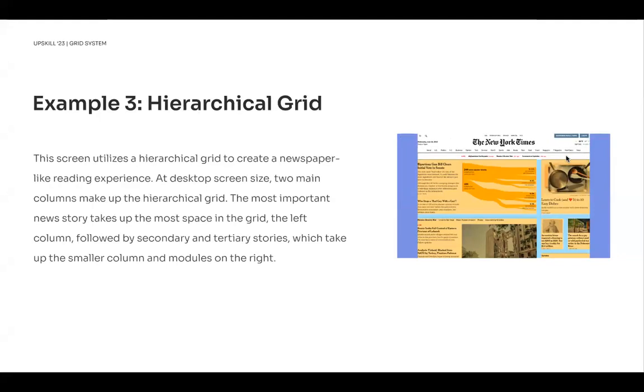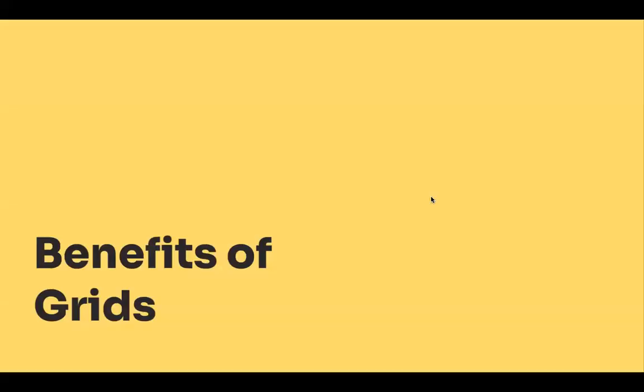This is the last one, which is the hierarchical grid. This is a newspaper site, the New York Times. You can see that they use the hierarchical grid to arrange information on the page. This first part is where they have the most important information on the page. Like I used YouTube, for instance, this is another example, a newspaper site.